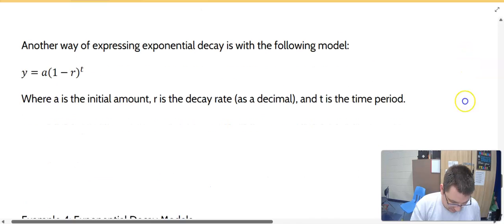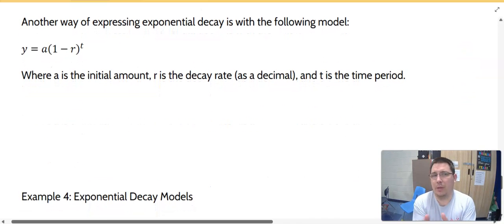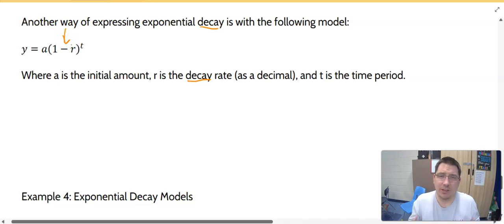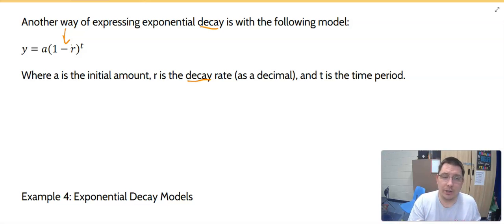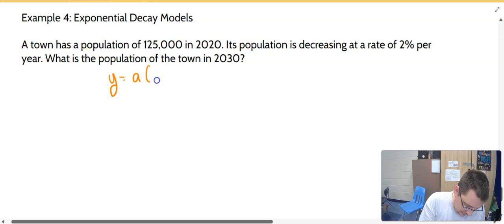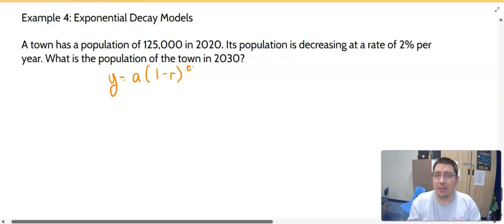But looking at example 4, remember that we talked about in example 2, another way to look at exponential growth was y equals a times 1 plus r to the t. Well, if we're decaying like we are in this case, that plus becomes a minus. Everything else is still the same. The a is still the initial amount. The r is what rate it's now decaying at, what percentage we have. And the t is still our time. And so looking at example 4, we get y is equal to a times 1 minus r to the t. And we're going to see where everything is going to go in this example.